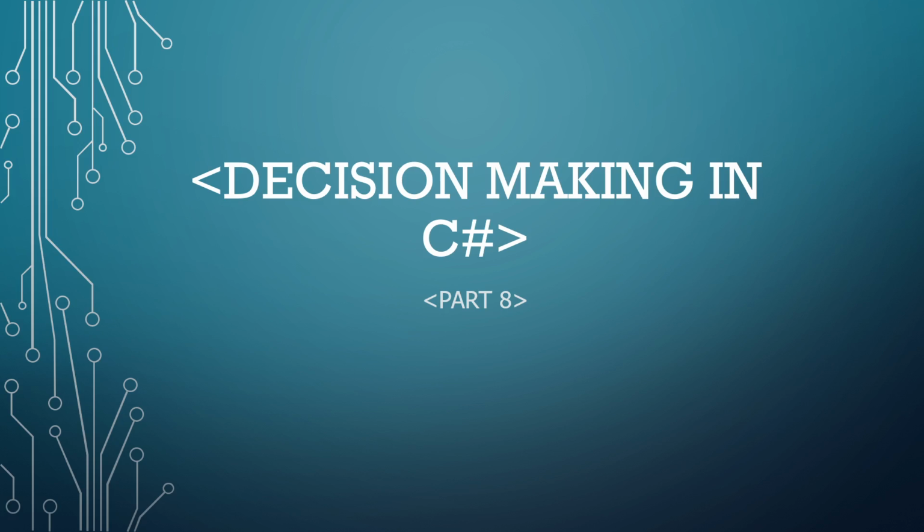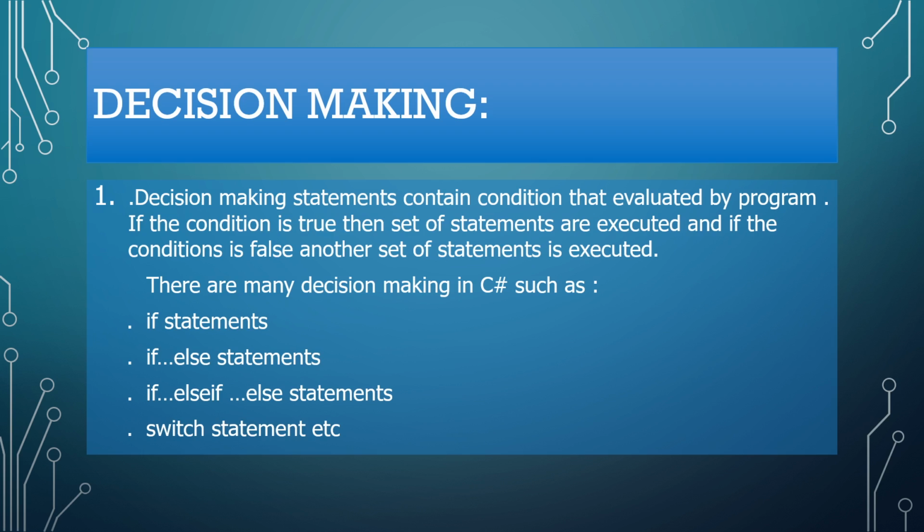Hello everyone. In this video, we are going to learn what is decision making in C Sharp. So let's get started. Let's understand what is decision making. Decision making statements contain a condition that is evaluated by the program. If the condition is true, then a set of statements is executed. And if the condition is false, another set of statements is executed.